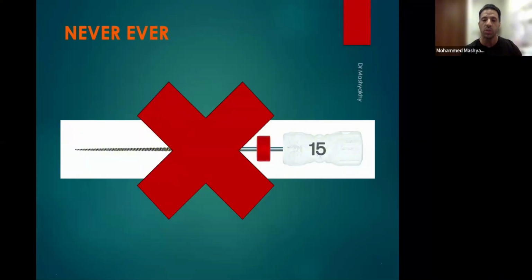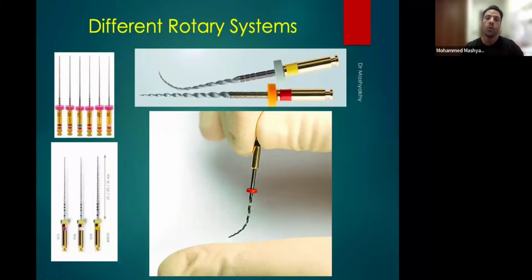So please always use a smaller file. What kind of different files are present in the system? Now I believe so many files are present in the system, especially the ones they call heat treated. What do you mean by heat treated?